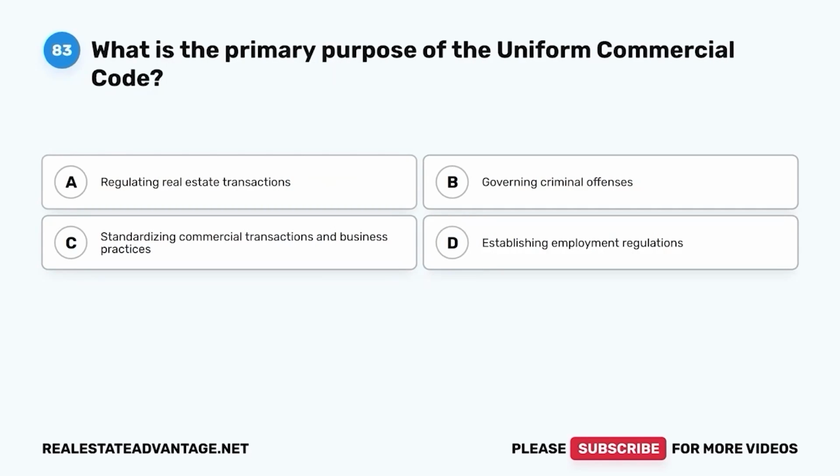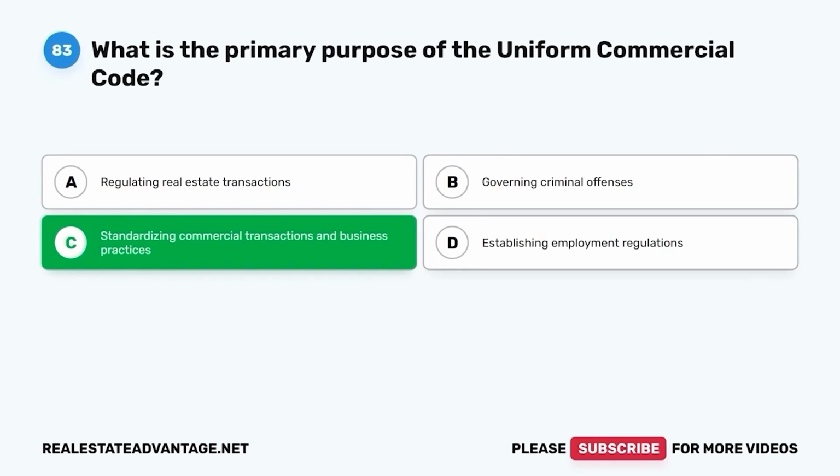Question 83. What is the primary purpose of the Uniform Commercial Code? A. Regulating real estate transactions. B. Governing criminal offenses. C. Standardizing commercial transactions and business practices. D. Establishing employment regulations. The correct answer is C. Standardizing commercial transactions and business practices.